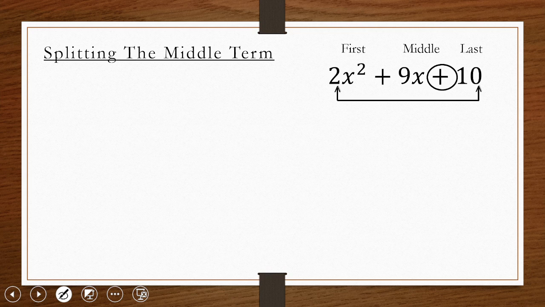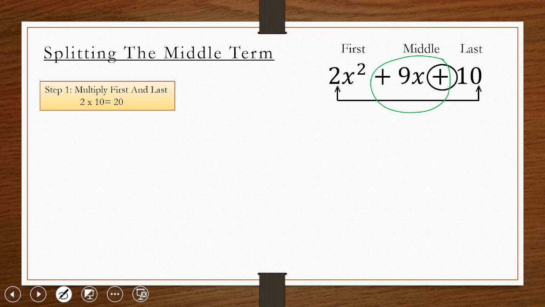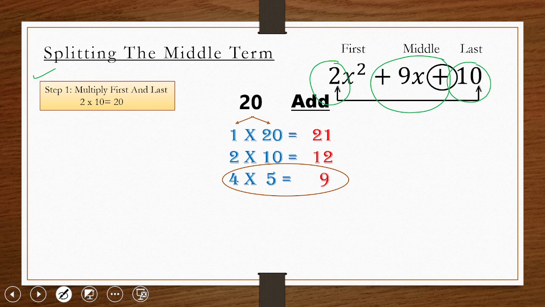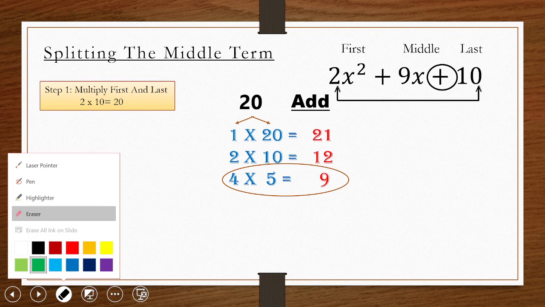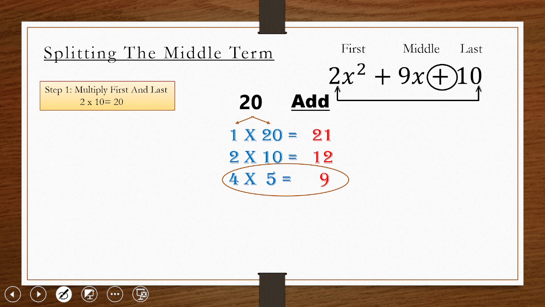Now we have to split this term. And for that, we have to consider the first term and the last term. First of all, we have to multiply 2 and 10. Children, I am giving you step by step. First, we have to multiply 2 and 10. You can see 2 over here, you can see 10 over here, and when we multiply, it gives you 20.